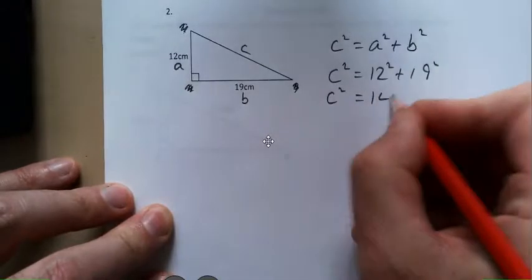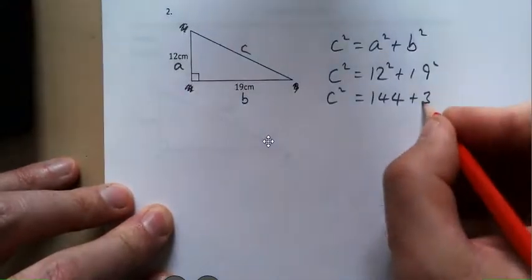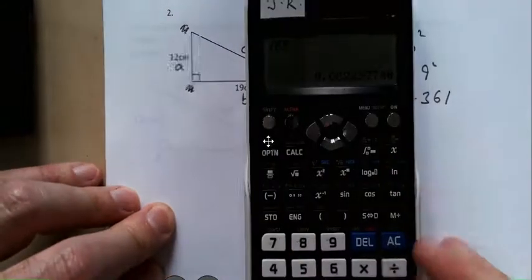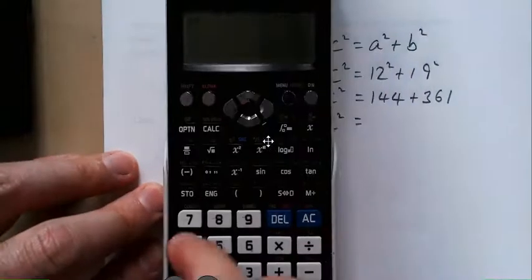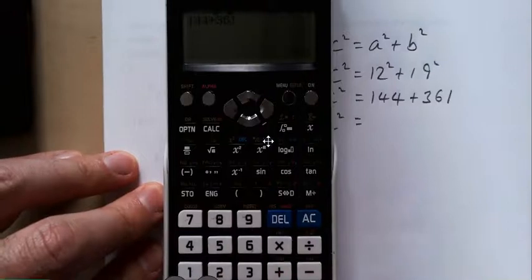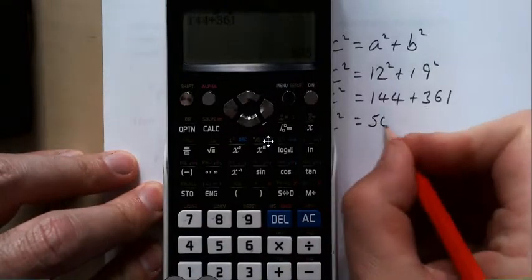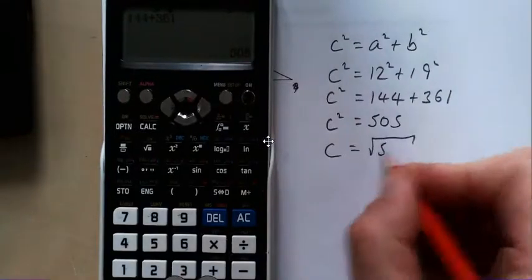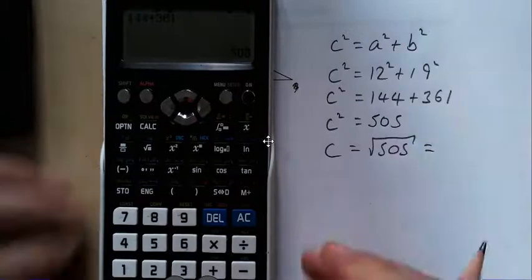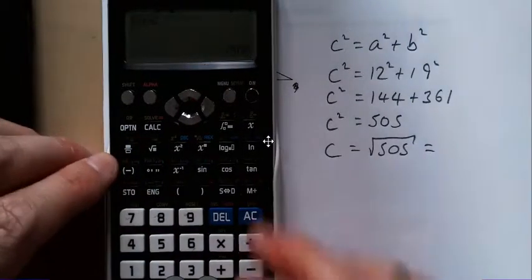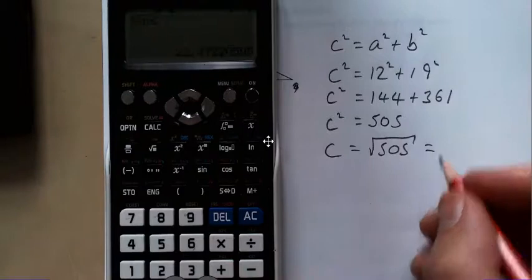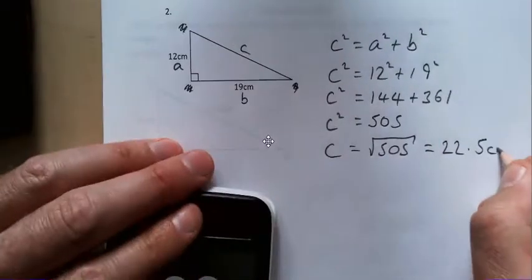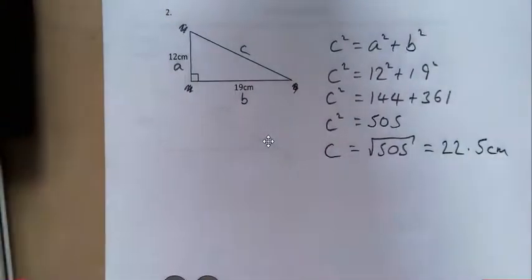C squared is 144 plus 361. I'm sure smart people like yourselves wouldn't need the calculator for this, but I'm going to use it. 144 plus 361 equals 505. And then C is going to be the square root of 505, which gives us 22.5. Again, 3 significant figures. Were we in centimeters? We were. And so we have that.